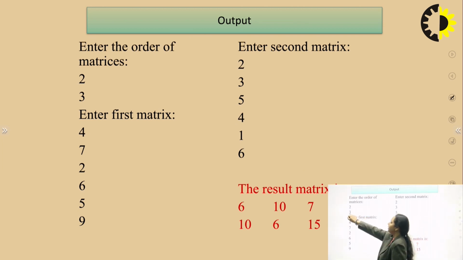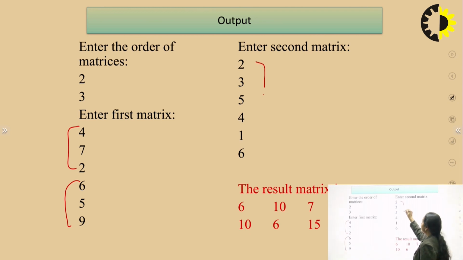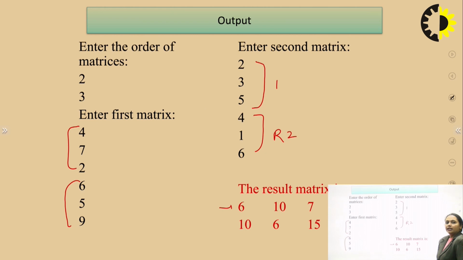As we have entered the order of the matrix as 2, 3, that is 2 rows and 3 columns, a total of 6 values are stored: 4, 7, 2, 6, 5, 9. This is row 1 and this is row 2 for matrix A. Similarly, this is row 1 and this is row 2 for matrix B. And in the resultant matrix, row 1 data is added and row 2 data is added here.